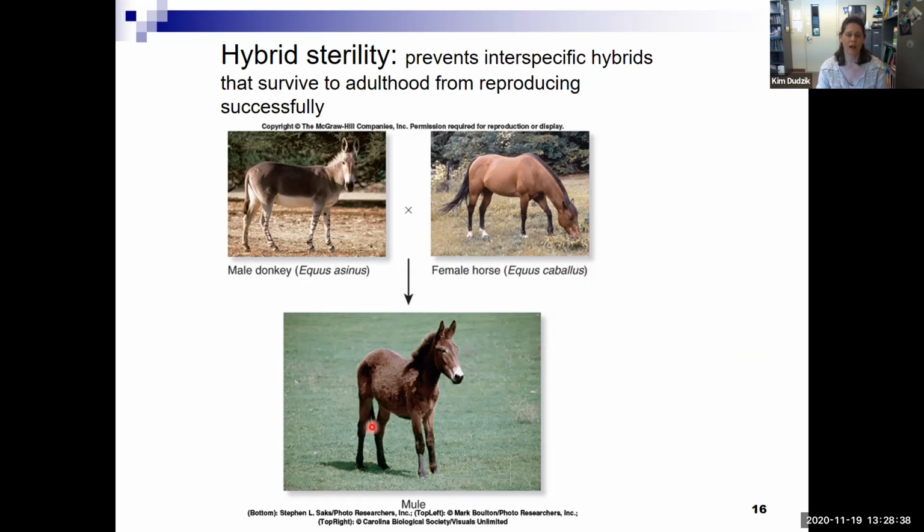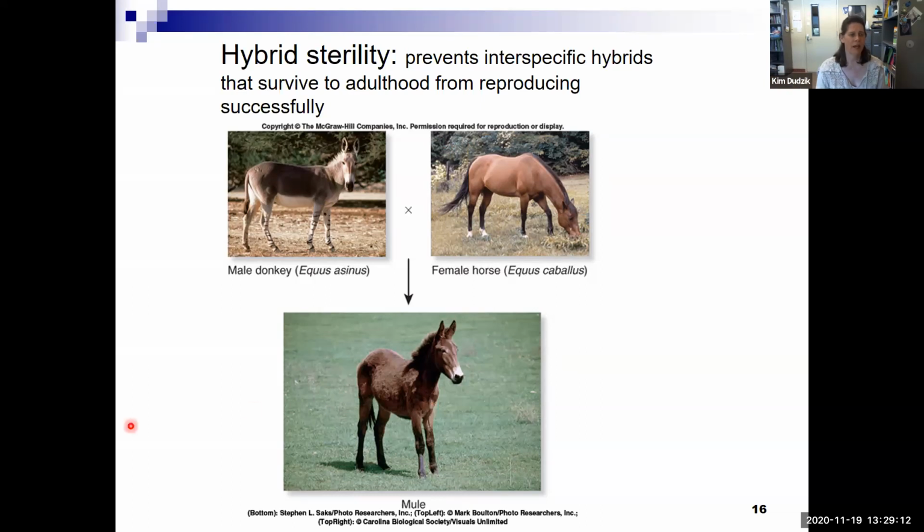So when the zygote develops, the embryo develops, it continues to develop so that the offspring survives. But this mule has 63 chromosomes in total, right? So when it tries to make gametes, the diploid number cannot divide equally into the two cells. So the cells don't get all of their chromosome pairs. And so therefore they can't create their own offspring, right?